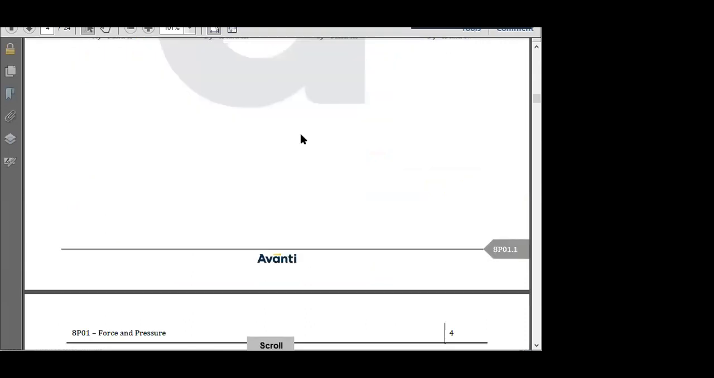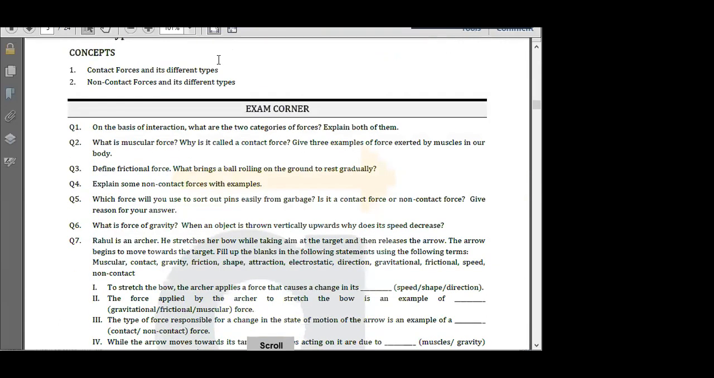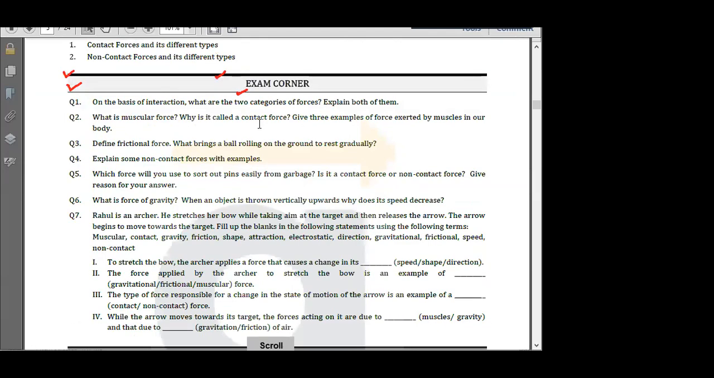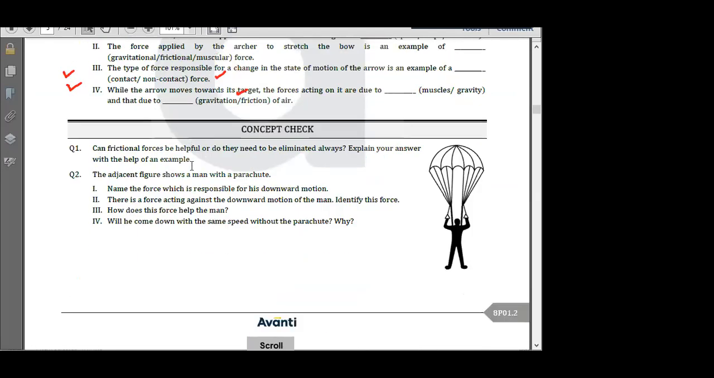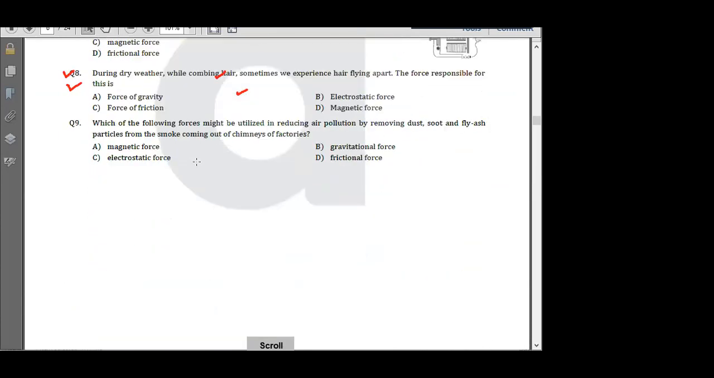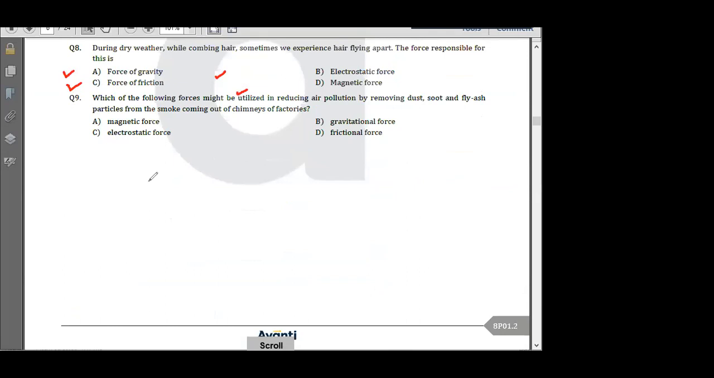Then point 2 we have covered. The concept that we studied was contact and non-contact force, the different types of contact force and the different types of non-contact forces. In this also, 7 plus 9, so total how many questions? 16. 16 plus 14, so it is 30. Should we do it as homework? Yes, sir. All the problems.